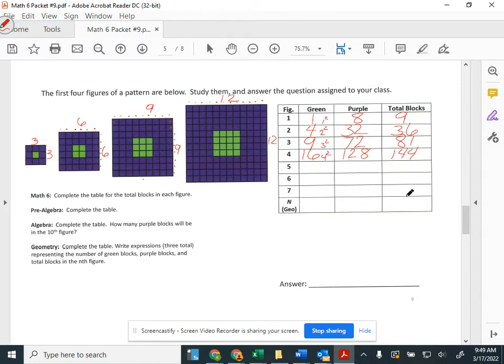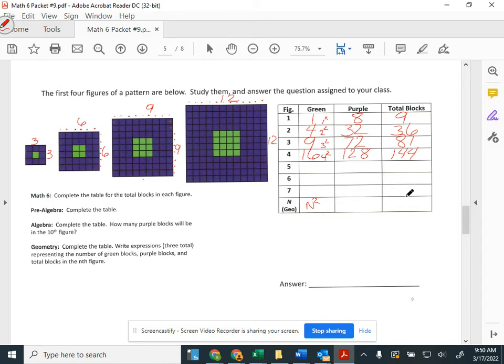What do you think I'm going to do for figure 5? 5 squared. So what my rule is my number squared. So I could say, hey, I can find out how many green they're going to be in the 75th figure without having to draw 75 figures. I know that there's going to be 75 squared greens in the 75th figure.